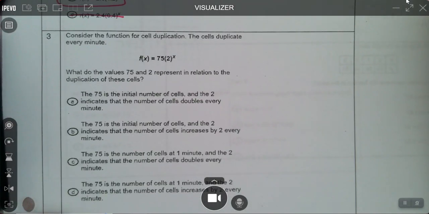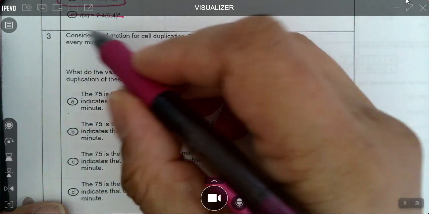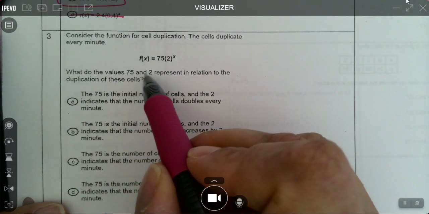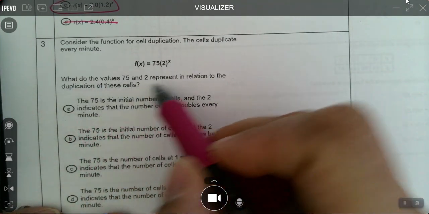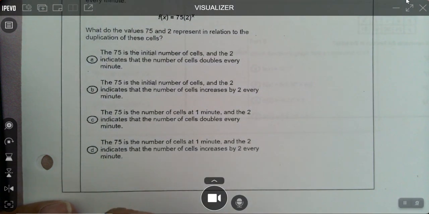All right, consider the function for cell duplication. The cells duplicate every minute. What do the values 75 and 2 represent in relation to the duplication of these cells? I'm going to give you a moment to reread the questions, the answer choices. Remember, you have it in front of you. Please be active. I know we've been working hard. We have a few minutes left. Let's go.